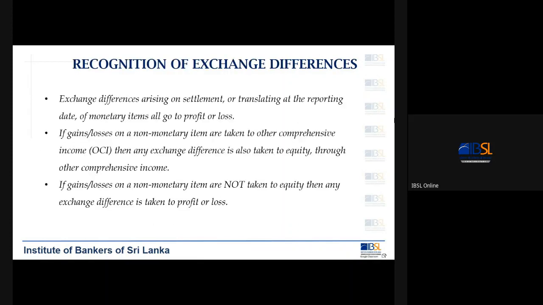We also went on to look at the definitions and how we take account of the revaluation gains or losses. And in the case of a foreign operation, we call them foreign currency translation, or again you might call it foreign currency revaluation.